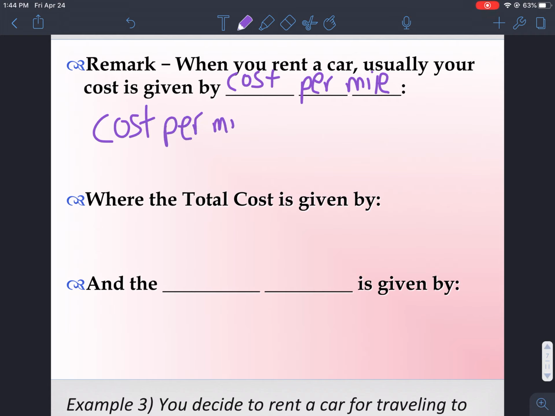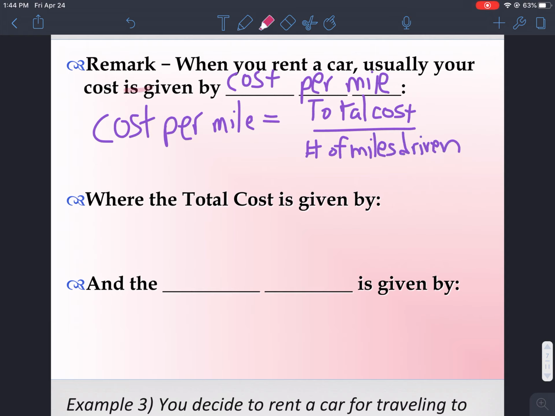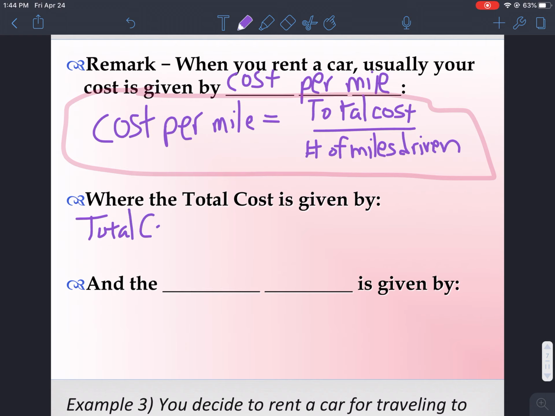As it states, that is a fraction or a division problem. So the total cost of renting the vehicle divided by the number of miles driven. We're going to further break this down into the total cost, where total cost is given by the rental cost plus gasoline cost.